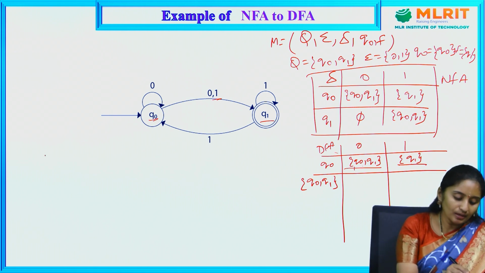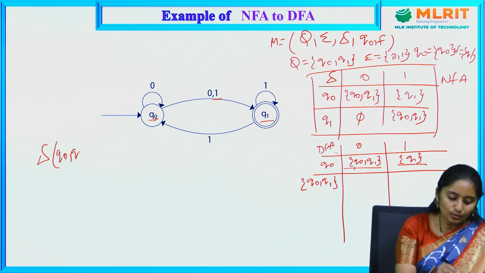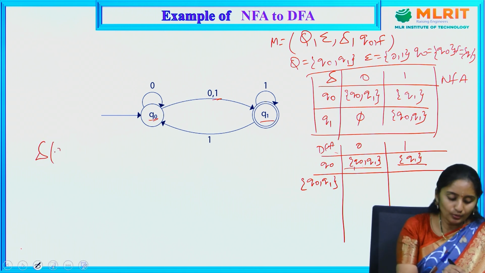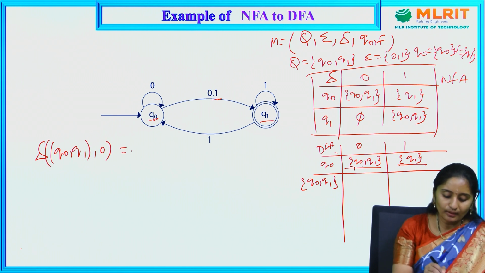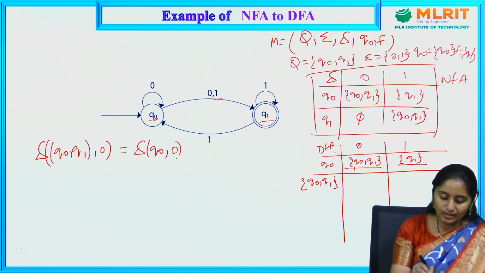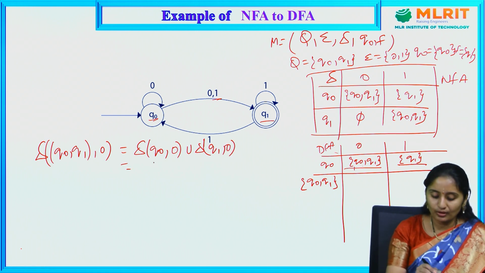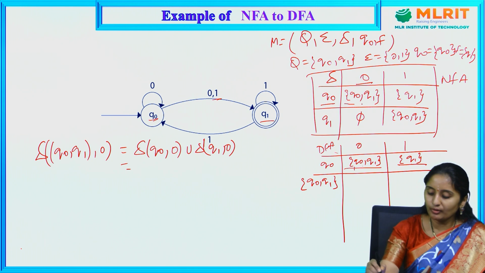So delta dash of Q0, Q1 on 0 input equals delta of Q0 on 0 union delta of Q1 on 0. Delta of Q0 on 0, what am I going to have?